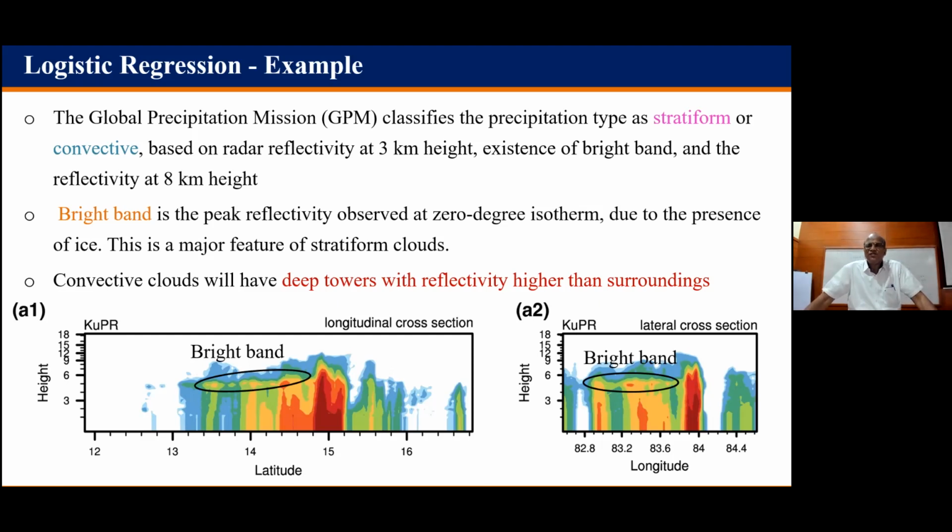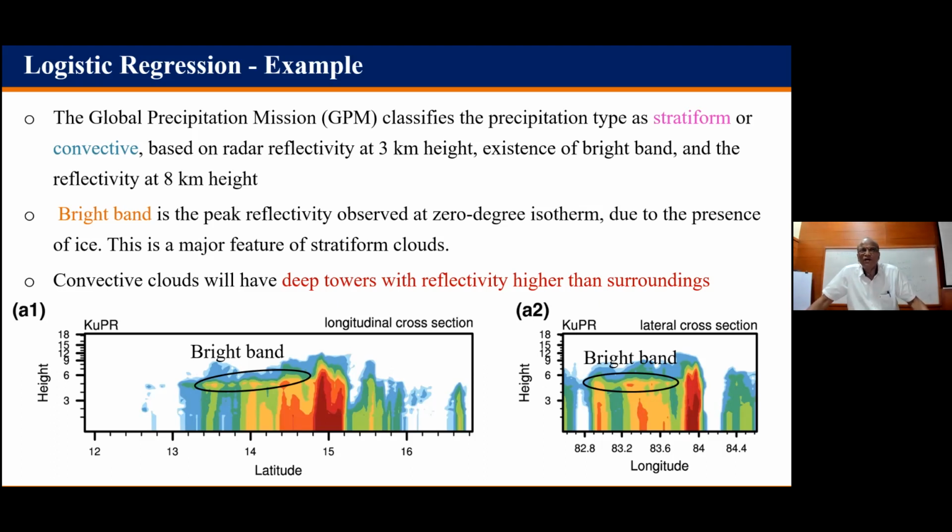So we are looking at radar reflectivity at 3 km height, radar reflectivity at 8 km height, and existence of a bright band. Just like the sports-playing example was humidity, temperature, and wind speed, we are looking at three quantities: reflectivity at 3 km, reflectivity at 8 km, and whether the bright band is seen or not. What is the bright band? The bright band is a peak reflectivity observed at the 0 degree isotherm. I can get the 0 degree isotherm from radiosonde or whatever. It is due to the presence of ice. So this is the major feature of stratiform cloud.